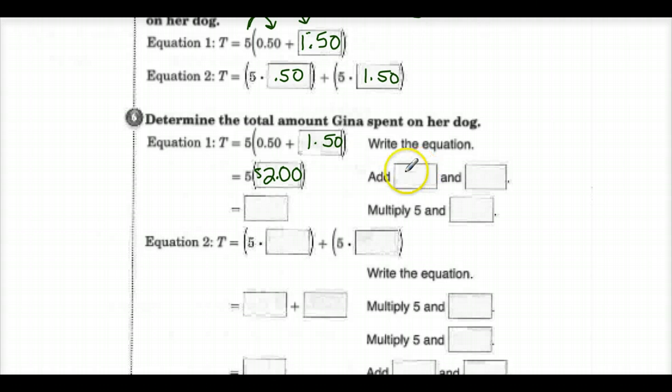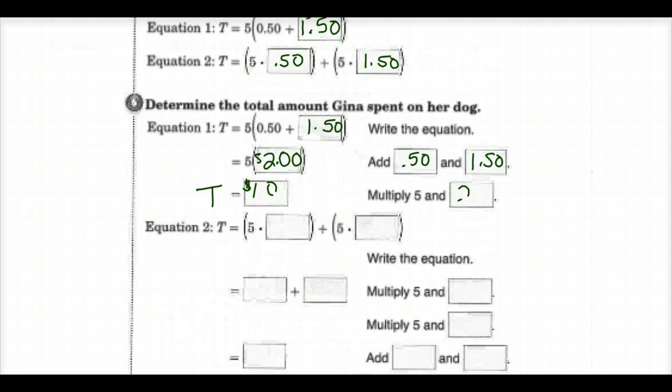It's $2. And what do we add? We add 0.5 and $1.50. And 5 times $2 is going to give us $10. So in this scenario, equation 1, the total is $10. How do we get that? We multiply 5 and 2.